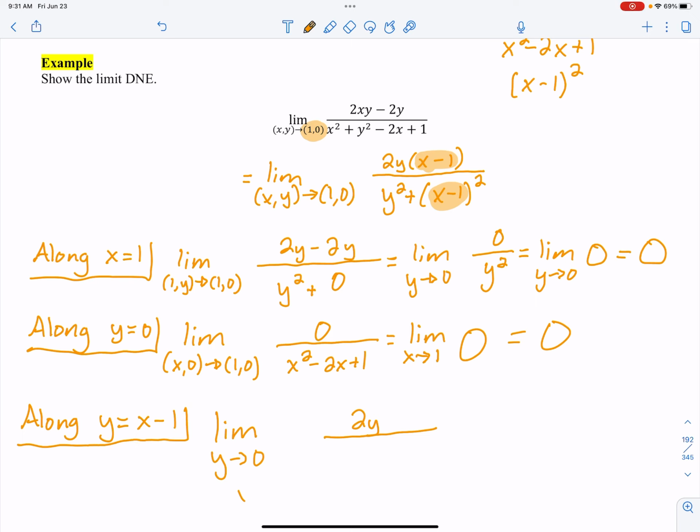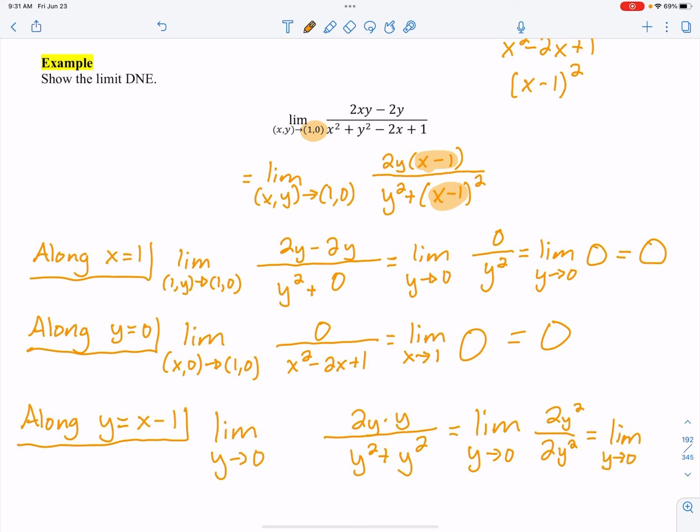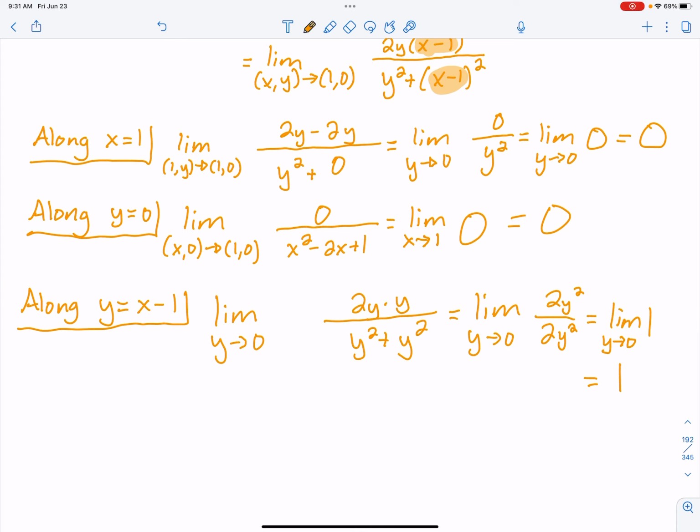Okay, so I'm going to replace all those parts. That x minus 1 right here is going to get replaced with y. And then the same thing on the bottom, I got y squared. I replace x minus 1, and I get y squared. All right, that is the limit as y approaches 0 of 2y squared over 2y squared, which is the limit as y goes to 0 of 1, which is 1. We have proven that the limit doesn't exist because two paths go to 0, one path goes to 1. So since 0 does not equal 1, the limit does not exist.